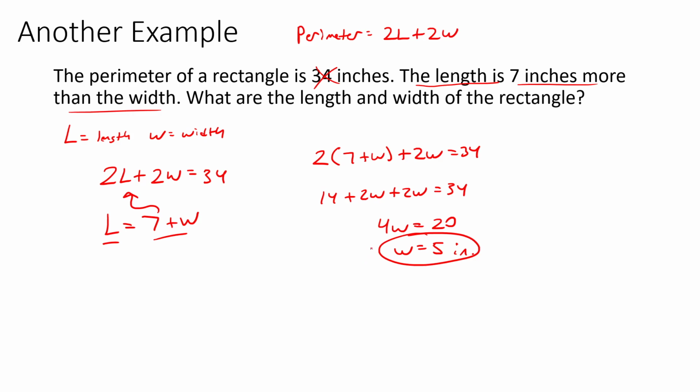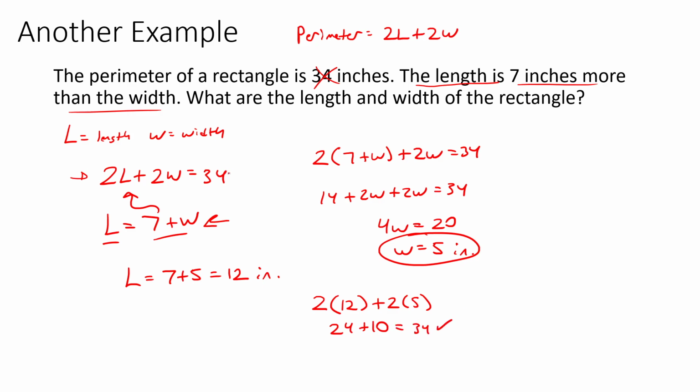Then we know we can take that, plug it back in here, and so we know L equals 7 plus 5, and therefore that's 12 inches. Then we just need to do our check. So plug it back into perimeter. 2 times the length, which is 12, plus 2 times the width, which is 5, and that's going to give me 24 plus 10, and yeah, that equals 34, which is what we were hoping for. So we know we did it right.